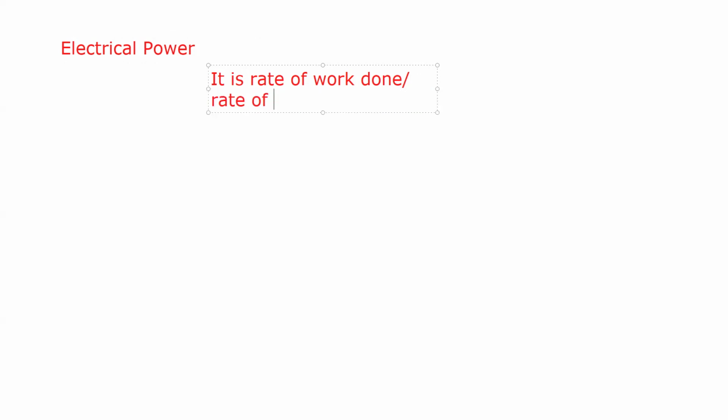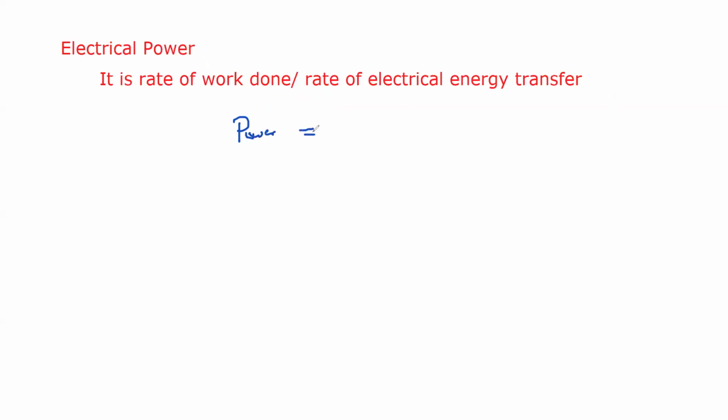Then we have electrical power. This was about the resistance. Electrical power is the rate of work done, or the rate of energy transfer. So how much work is done in a unit time, or how much electrical energy is transferred, we call that power. So power is work divided by time, or power is energy divided by time.